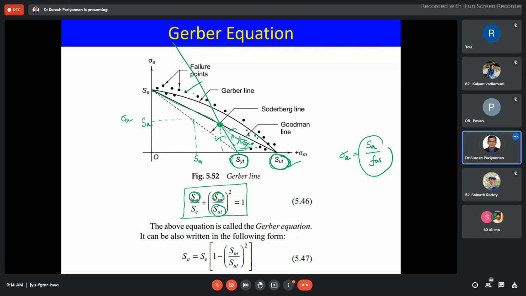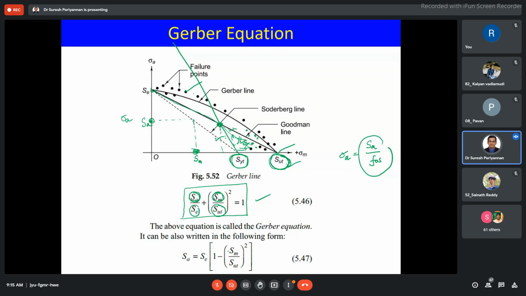Directly I am taking this SA for our Gerber theory: SA divided by SE plus SM divided by SUT, whole squared, is equal to 1. Okay, so when you use Gerber theory, your stress amplitude is high.